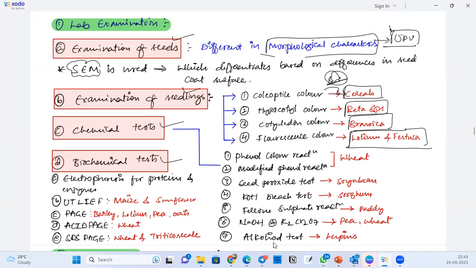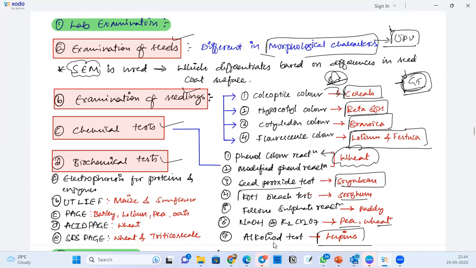Next we have the chemical tests, which start with the phenol color reaction, which is very specific to wheat. Only in wheat are we able to distinguish the variety based on the phenol color reaction. Next we have the seed peroxidase test in soybean, based on enzyme activity. Then we have the KOH bleach test in sorghum, the ferrous sulfate reaction in paddy, the NaOH or potassium permanganate test in pea and wheat, and the alkali test for lupins. Why do we do all these tests? To distinguish the varieties, or to calculate the genetic purity of the seed lot.